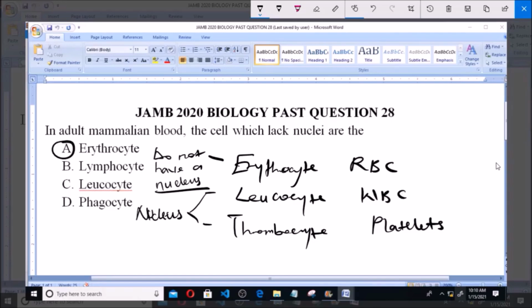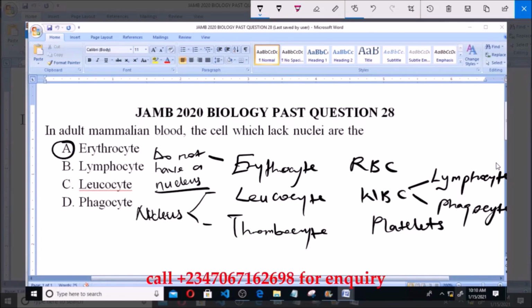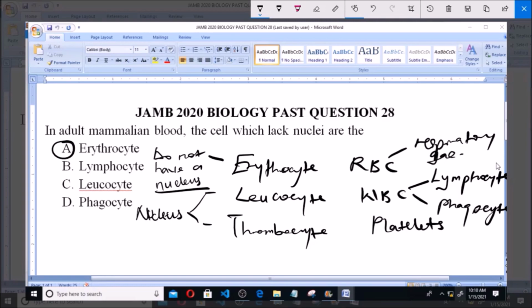Now option B here says lymphocyte. Lymphocyte is a type of leukocyte, so it is also a white blood cell, and therefore it has a nucleus. Phagocyte is also a type of leukocyte, that is a type of white blood cell, and also has a nucleus. Then leukocyte is the general name for all white blood cells, but lymphocyte and phagocyte are examples of leukocytes. They have a nucleus. Likewise, the thrombocyte, which is a platelet, has a nucleus. But the erythrocyte, which is the red blood cell that is responsible for the transport of respiratory gases such as oxygen and carbon dioxide, does not have a nucleus. So the answer to this question is option A, erythrocytes.